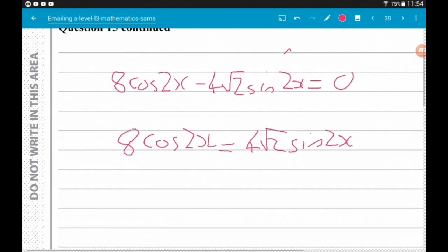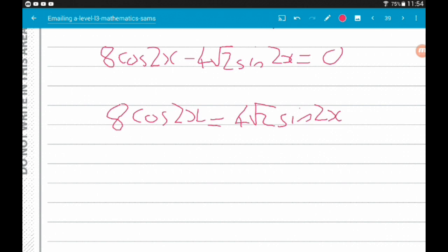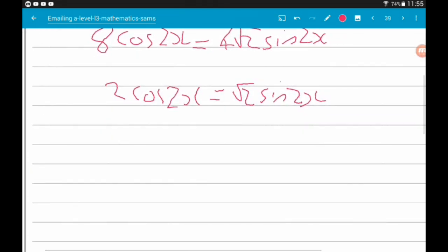Now there's a common factor here of 4. Divide that away, then we get 2 cos of 2x is equal to root 2 sine 2x. We need to get a tan in here, so remember tan is sine divided by cos. So I'm now going to divide both sides by cos of 2x. So we're going to get 2 is equal to root 2 tan of 2x.